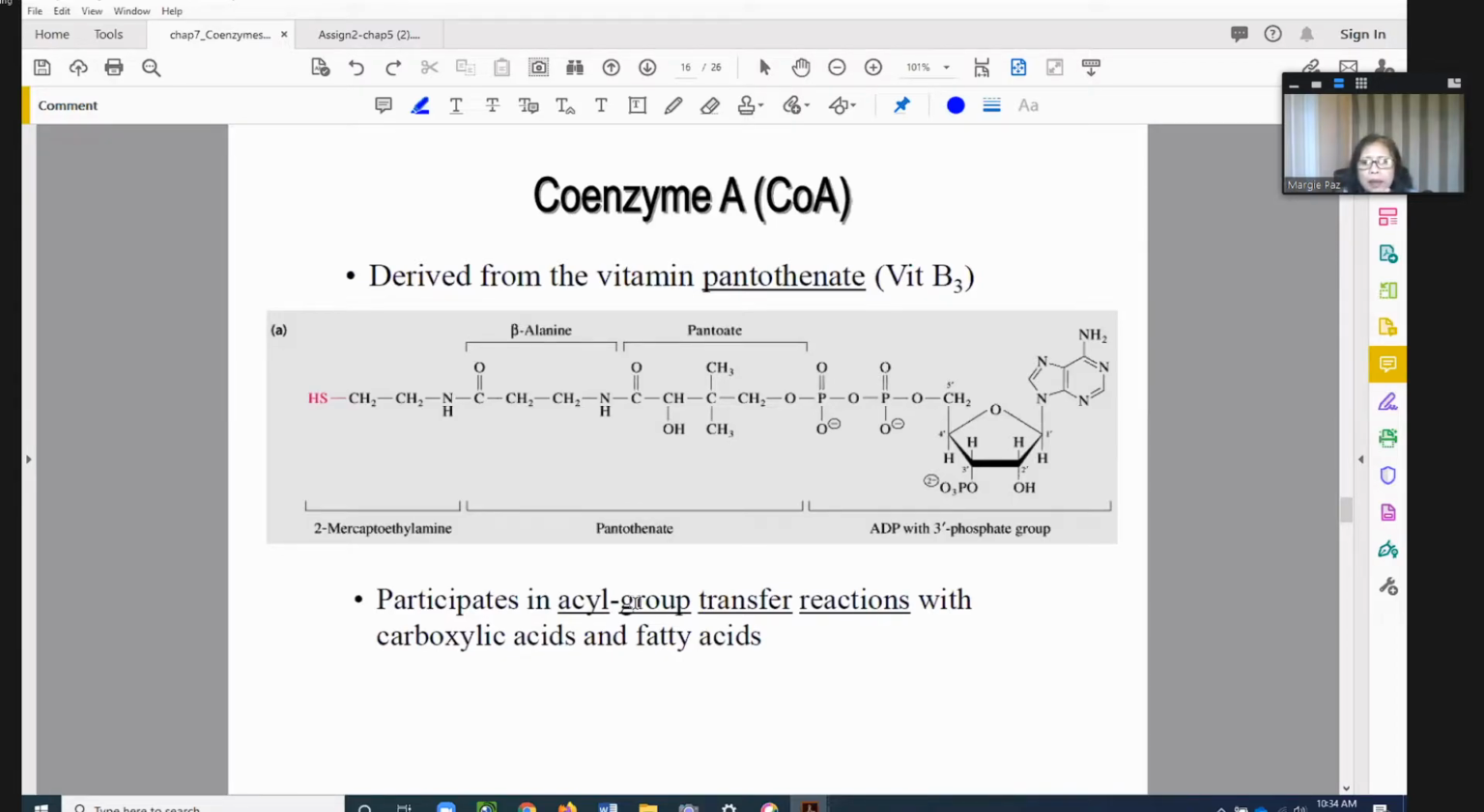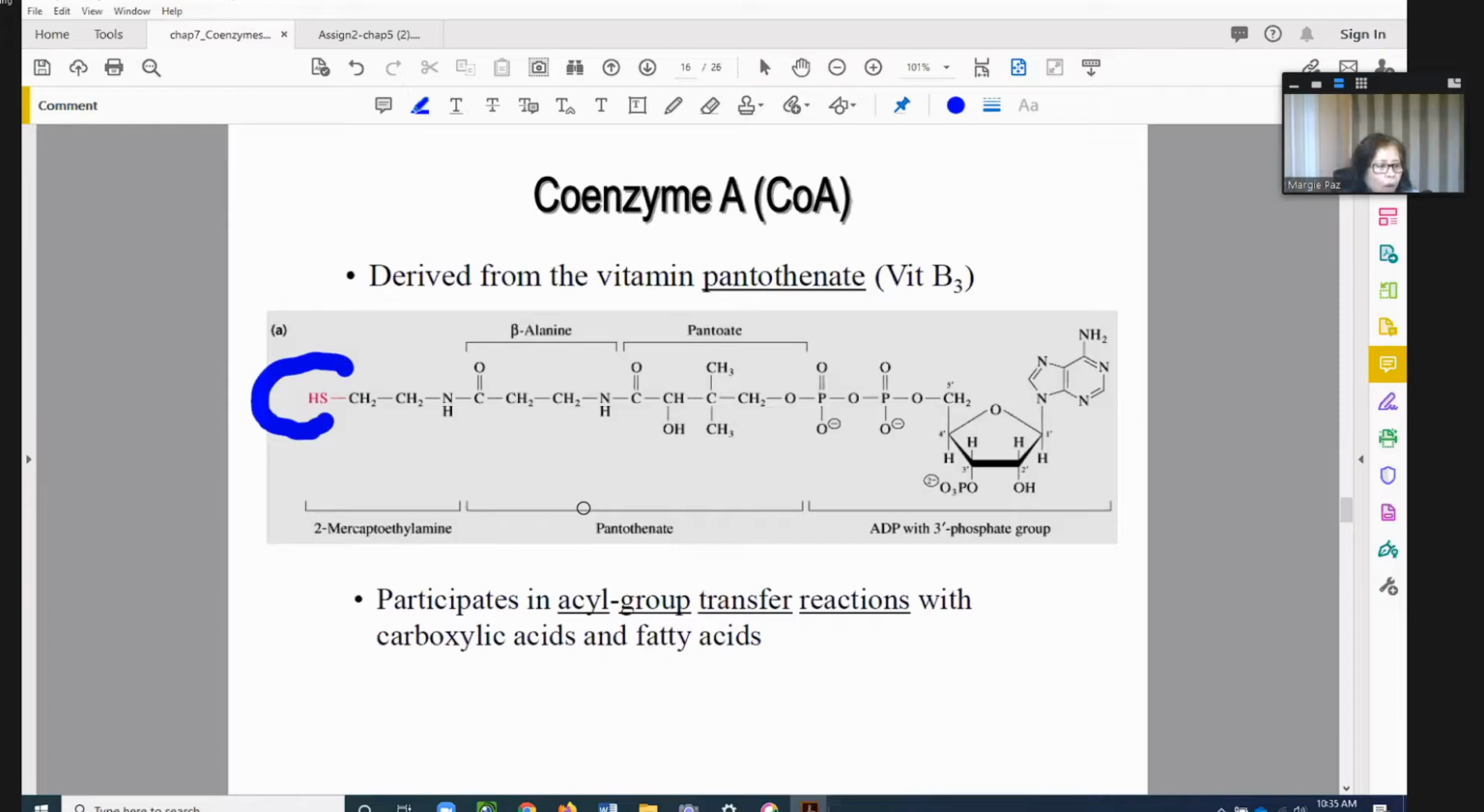CoA has 3 major components. Okay? Based on the structure, there's the mercaptoethylamine, and then a pantothenic acid, and then this ADP with a 3' phosphate group. Right? And the reactive center is this sulfhydryl group here.